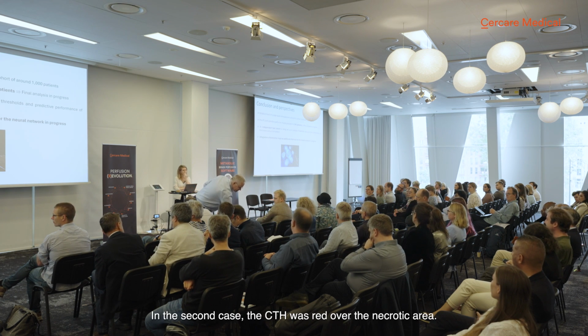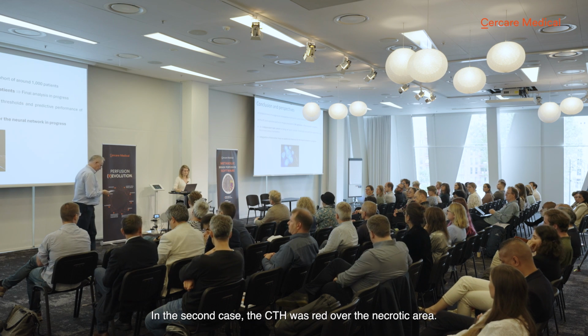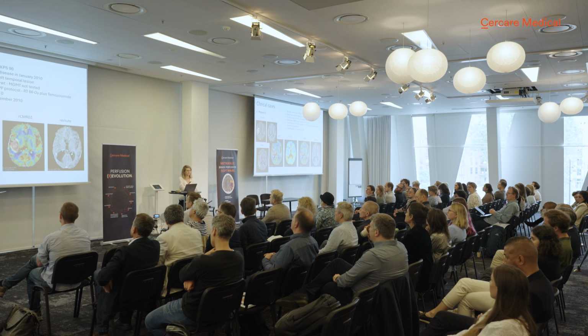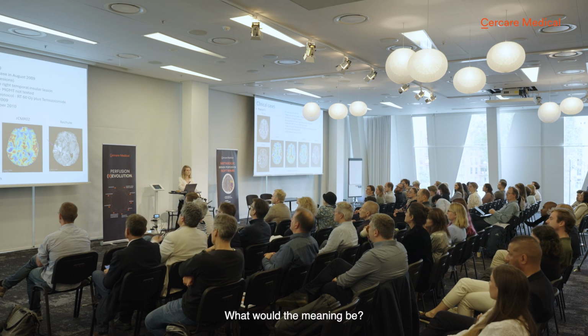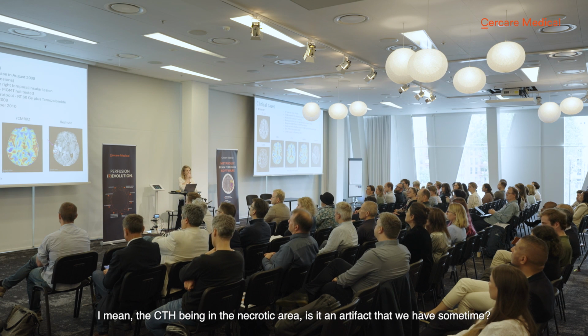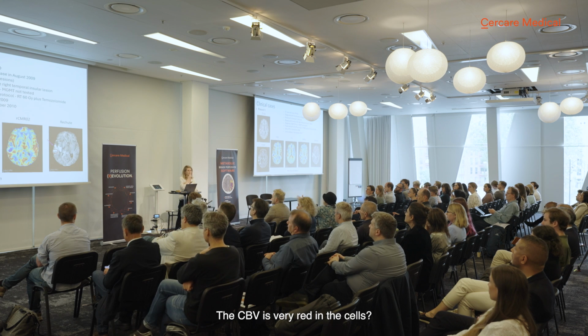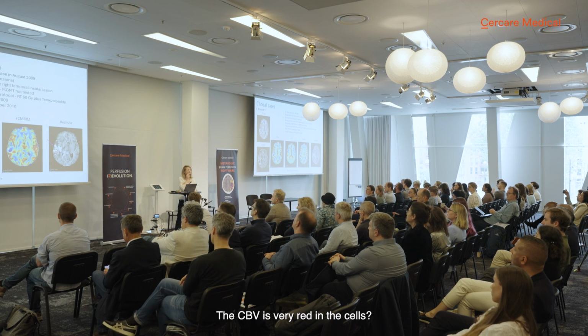In the second phase, the CTH was read all over the necrotic area. What seemed to be, no, the case before. So, what should be the meaning of the CTH being in the necrotic area? Is it an artifact that we have sometimes? The CBV is very red in the cells. I mean, just on liquid, or is it really meaningful?